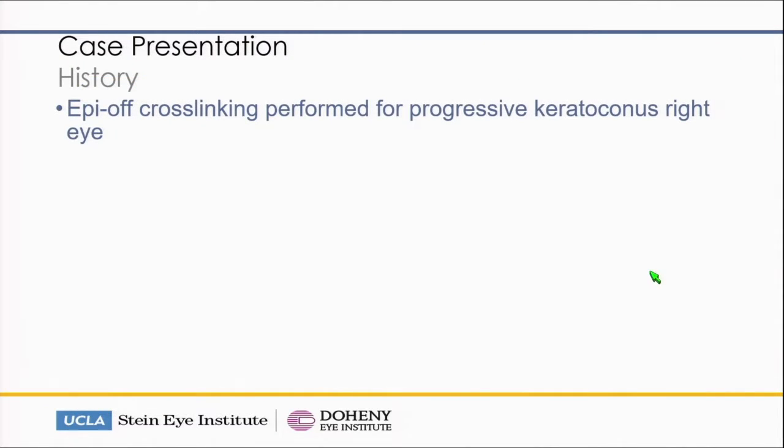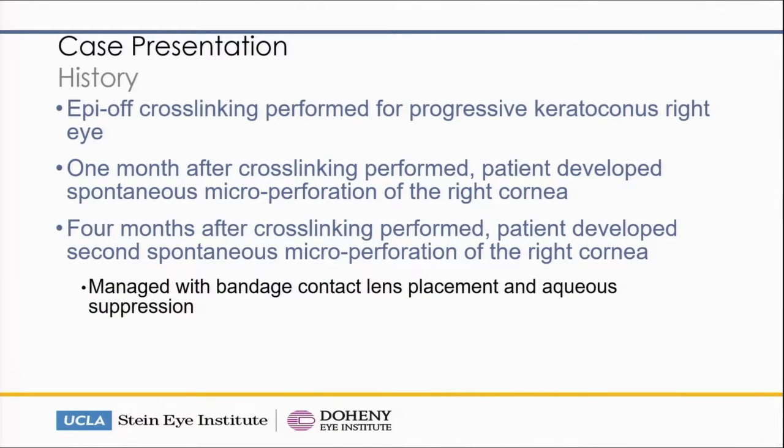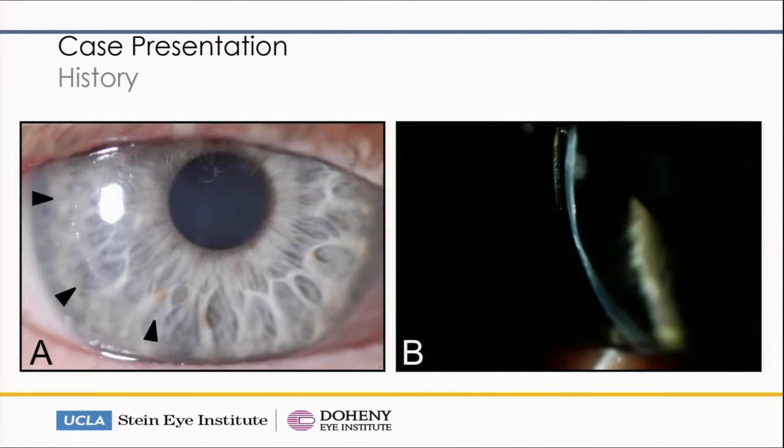So she underwent epi-off crosslinking for progressive keratoconus in the right eye. 1 month after crosslinking was performed, she developed spontaneous microperforation of the cornea. 3 months later, she developed a second microperforation of the right cornea, which, as you see, was managed with bandage contact lens and aqueous suppression. Photograph here of the right eye demonstrating the temporal mid-periphery, the loci of the prior corneal perforations, and the slit beam showing that she had diffuse corneal thinning in that right eye.